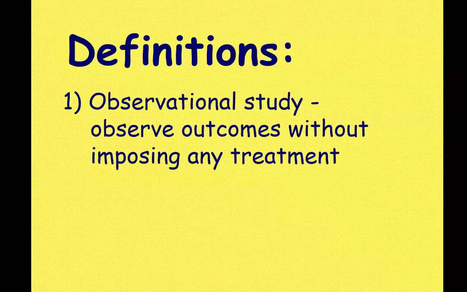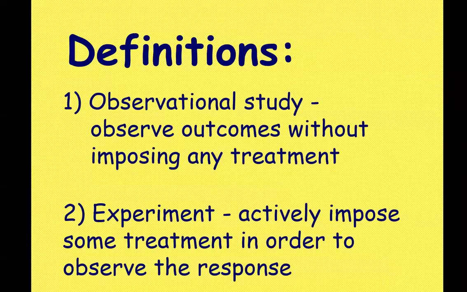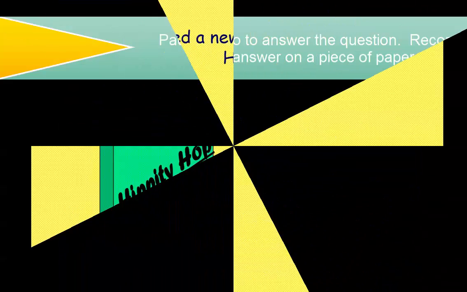Okay, so let's start with a couple definitions. An observational study is one where the outcome occurs without imposing any sort of treatment. In other words, you just sit there and you watch. You do nothing to change anything. You just look at what happens and record. An experiment is when you actively try to make a difference. You actually try to change something and see if that change mattered at the end result. I believe the technical term is actively impose some treatment in order to observe the response.